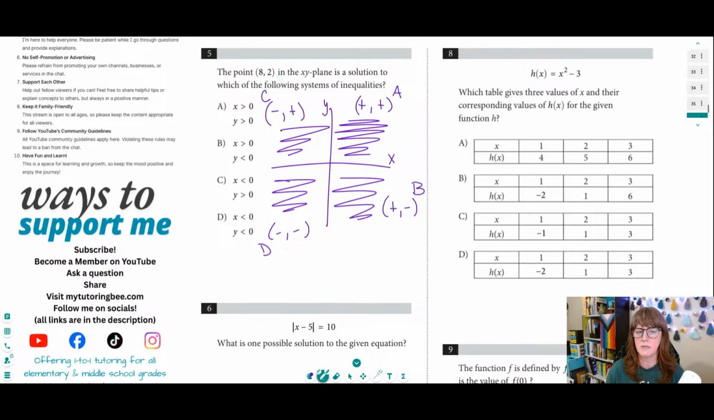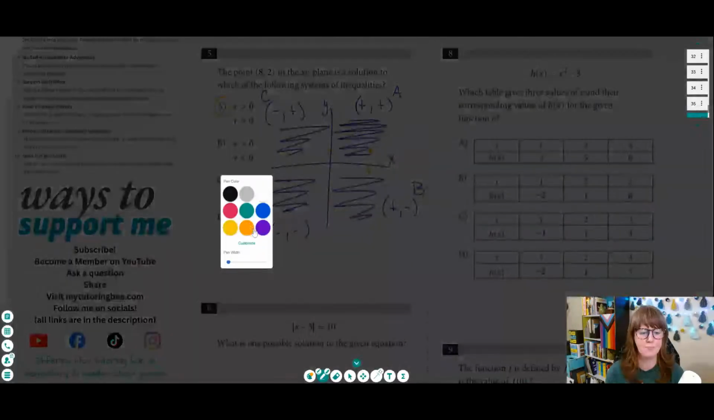Our point is a positive, positive. I know I didn't have to go through all of that, but just so that it's very clear. If we have like 8, 2, if that's where our point is, then it's going to be in this first quadrant right here. So we're looking at choice A.